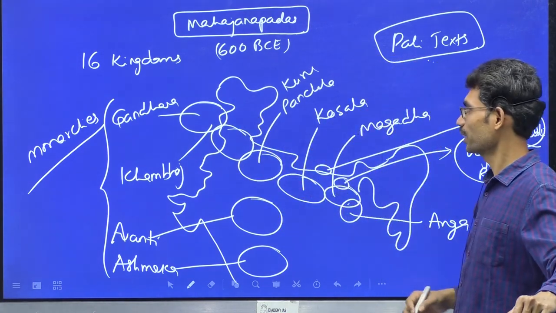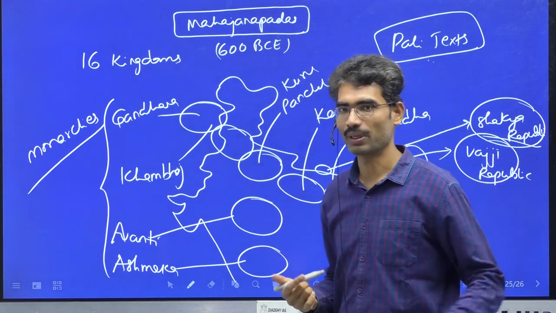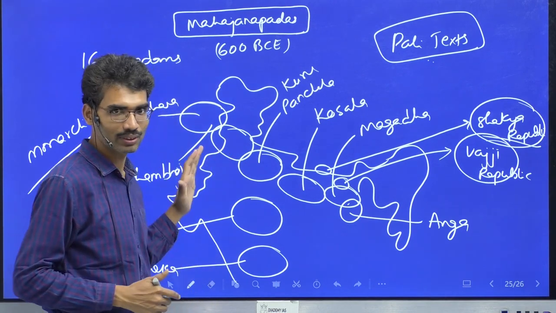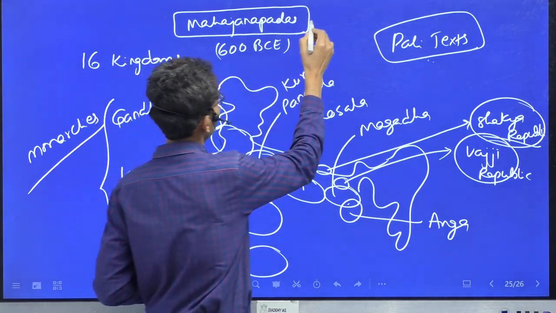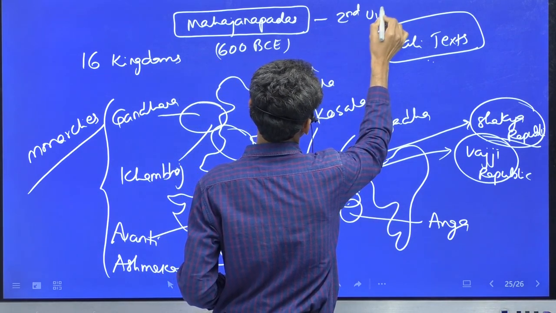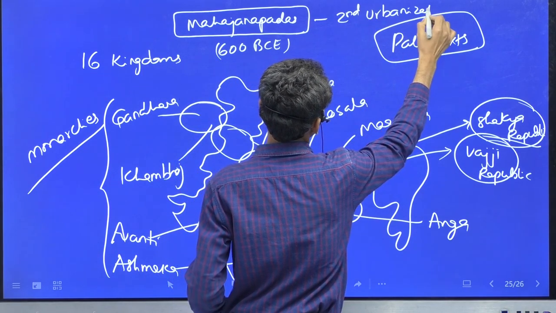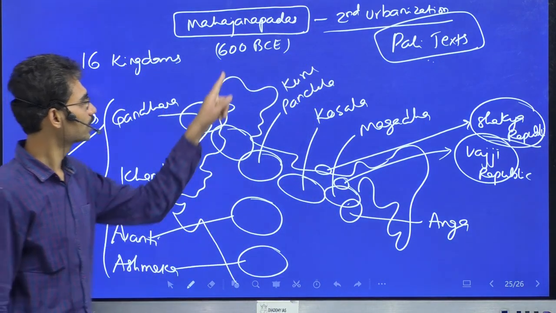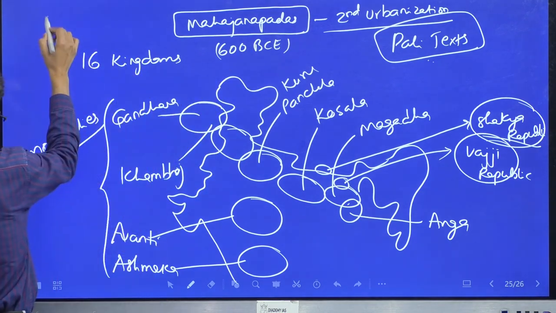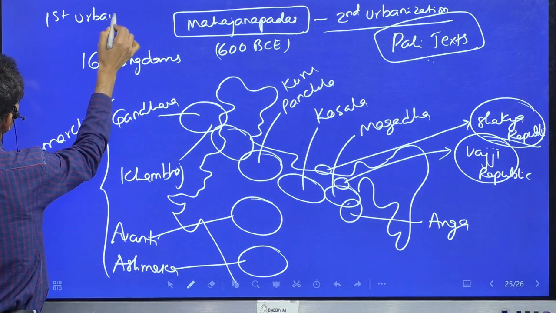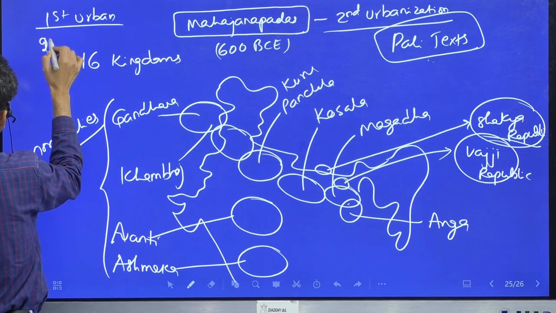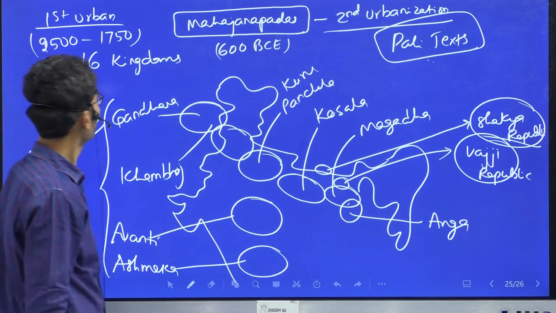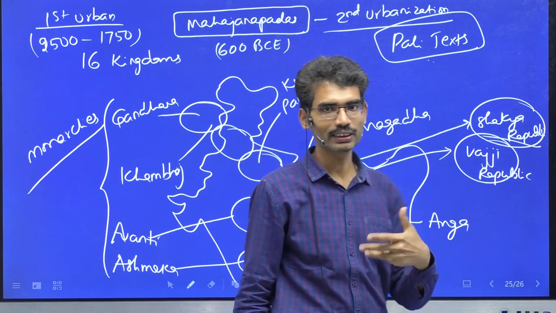And once the trade flourished, different urban areas emerged. Now, one more important fact here is, the first urbanization is the Indus Valley civilization. This Mahajanapada period is also the second urbanization. After a long time, you see, the first urbanization was from BC to 1750. After 1750, the first urbanization declined.